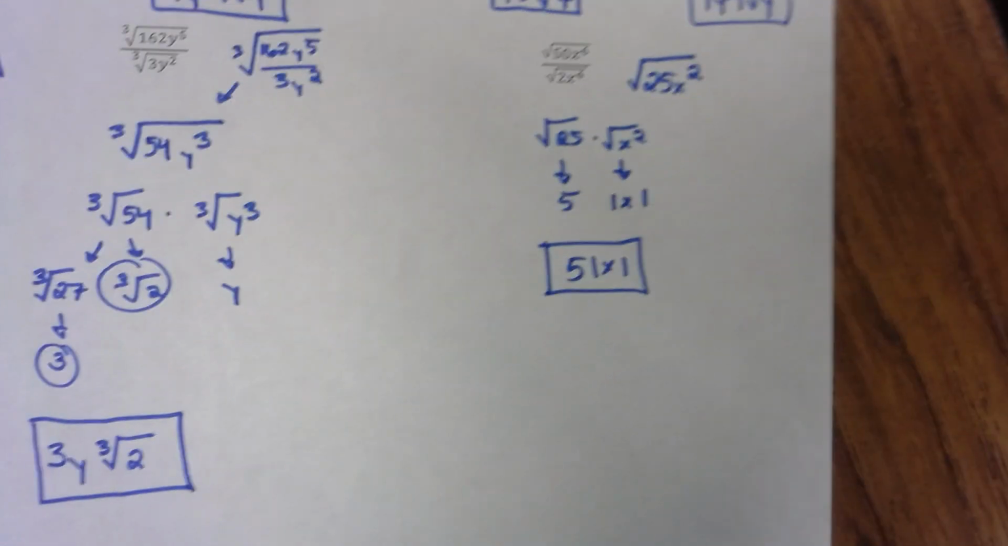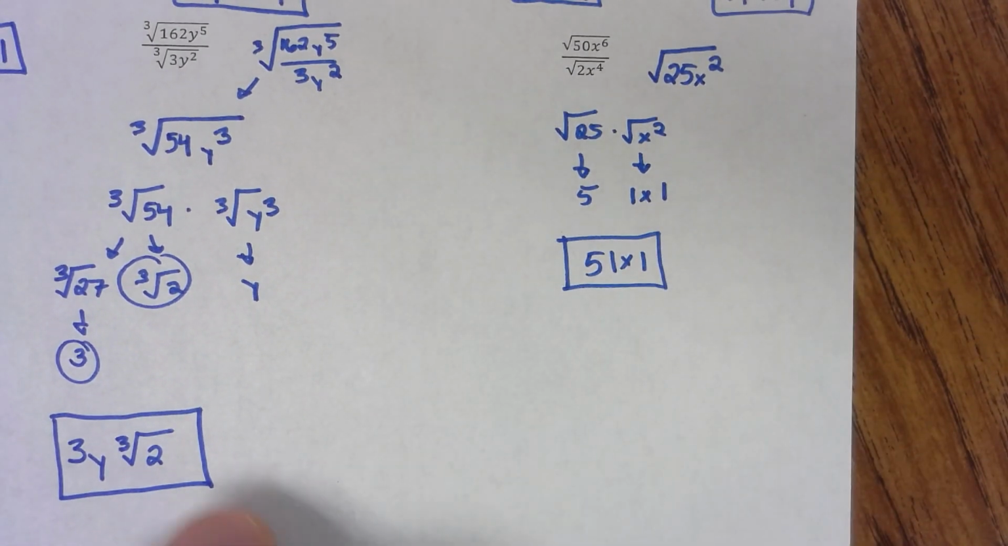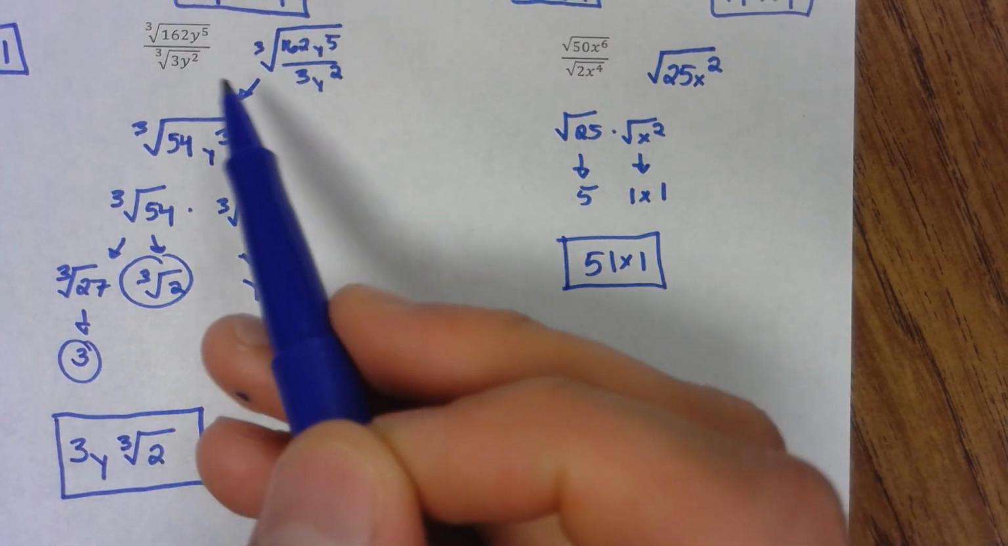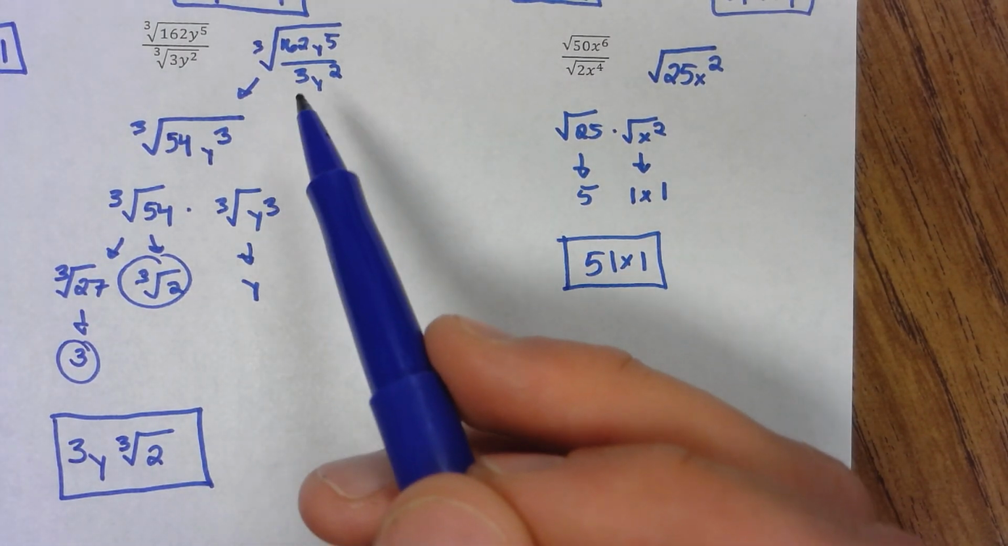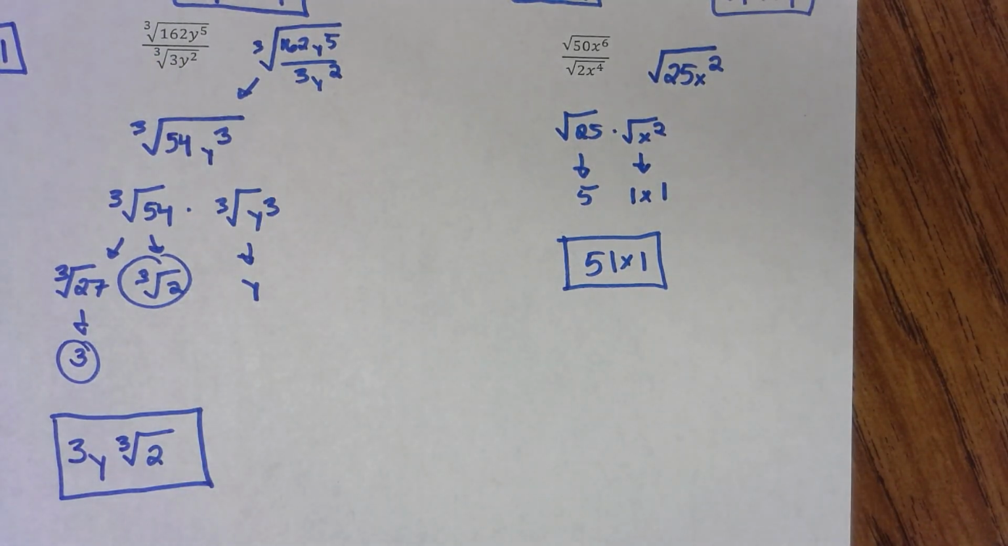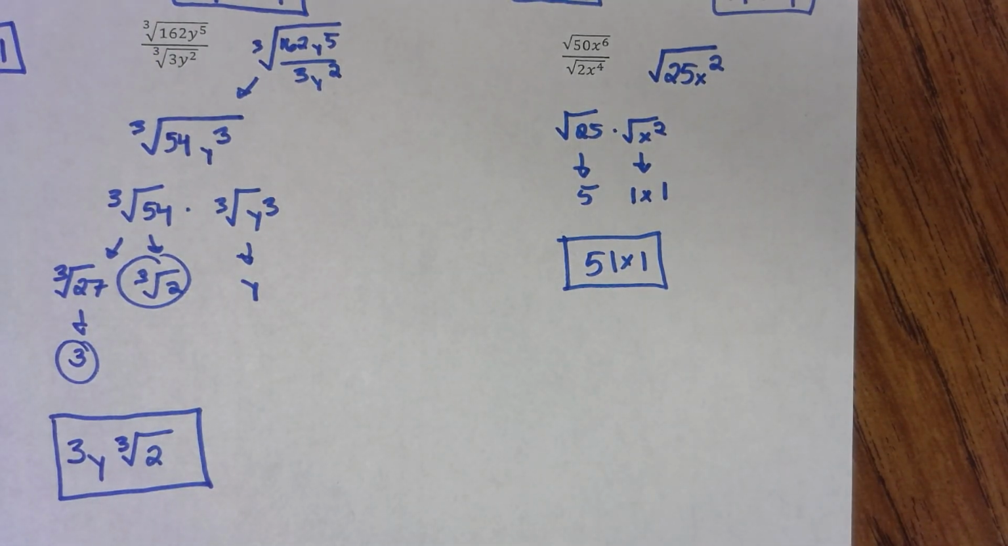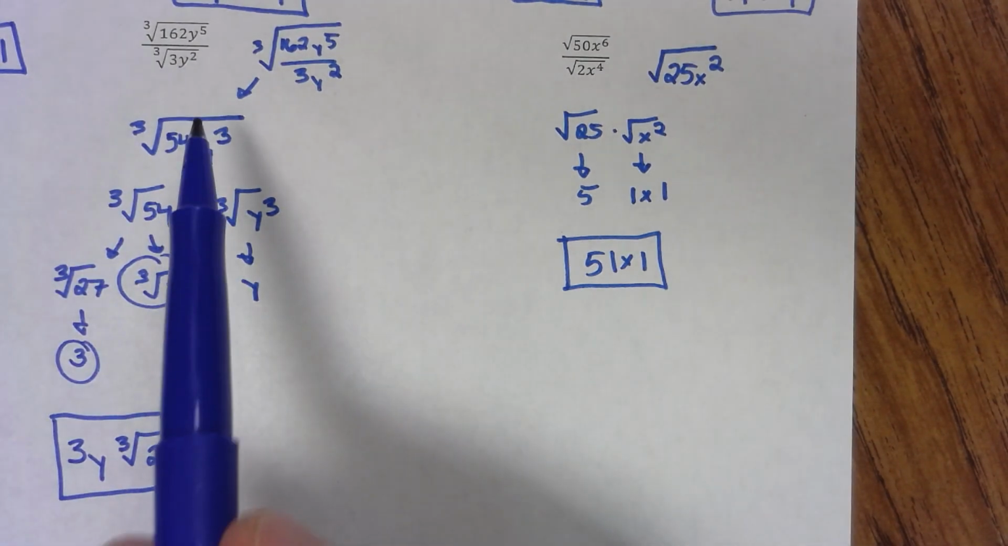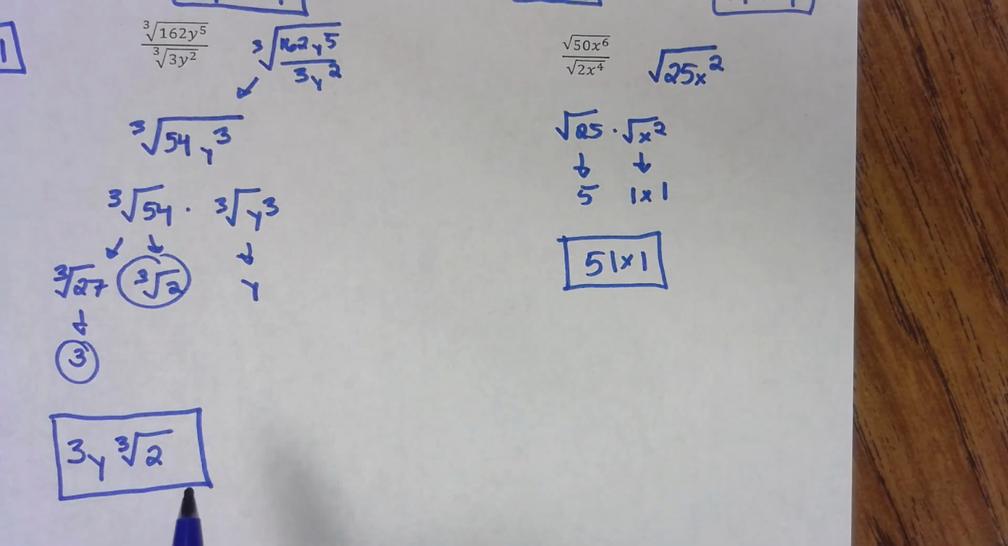All right, so let's start with our cube root here. And you don't need to necessarily show that we're taking the cube root of just that entire rational expression. If you want to go ahead and start simplifying the rational part, that's fine with me. So 162 divided by 3 is 54. Y to the 5th divided by y squared is y cubed. So really we're trying to simplify the cube root of 54 times y cubed.